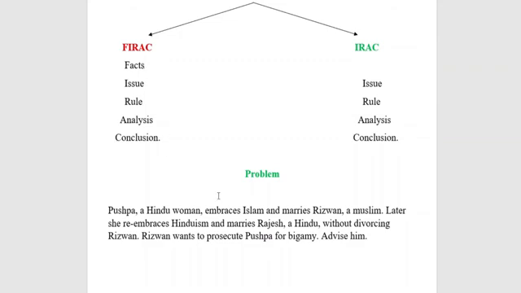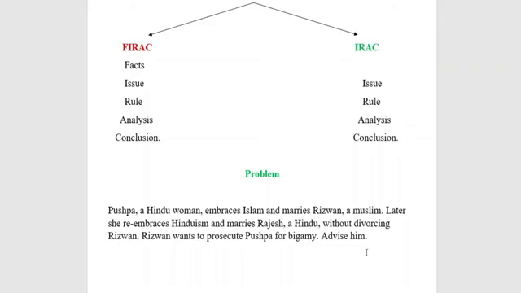So here there is one problem with regard to Mohammedan law, with regard to apostasy. Here one Pushpa, a Hindu woman, embraces Islam and marries Rizwan, a Muslim. Later, she re-embraces Hinduism and marries Rajesh, a Hindu, without divorcing Rizwan. Here, Rizwan wants to prosecute Pushpa for bigamy, advise him. So this is the problem which has been given with regard to apostasy.